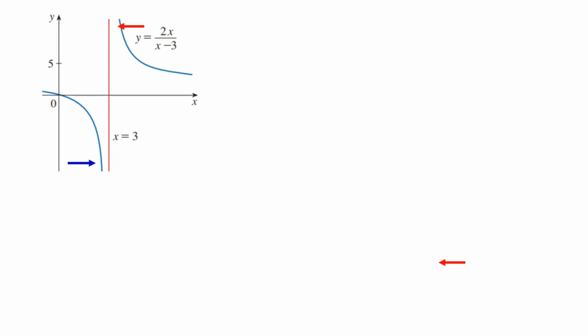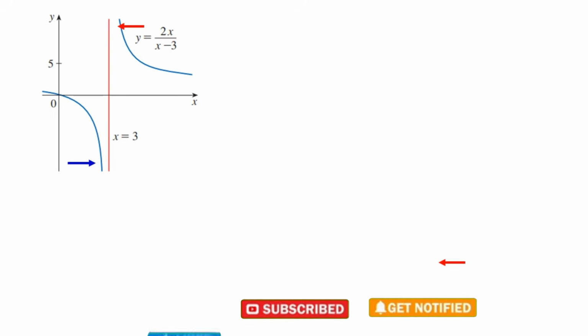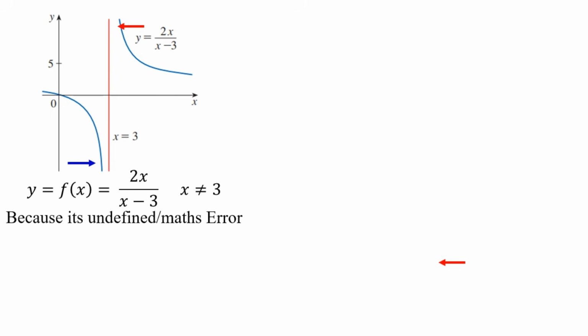The second thing we're going to consider now is the graph of y equals 2x divided by x minus 3. If you look at this function very well, you will notice that x can never be 3. Do you know the reason? By the time you put x equals 3 inside this function, you will have undefined. Which means that when x equals 3, there will be a vertical asymptote.